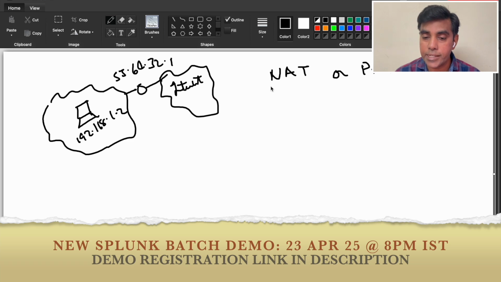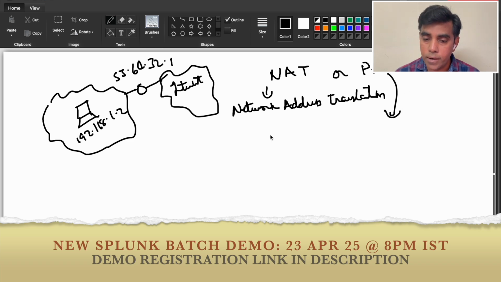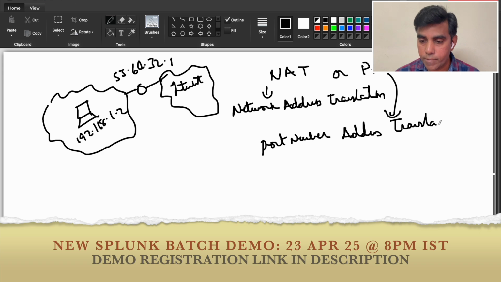As we have discussed, this kind of translation from a private IP address to a public IP address is done by NAT. NAT is Network Address Translation, or PAT means Port Address Translation, right? So this is the particular thing.